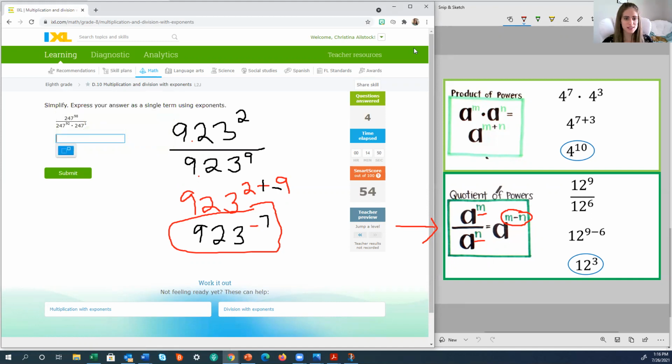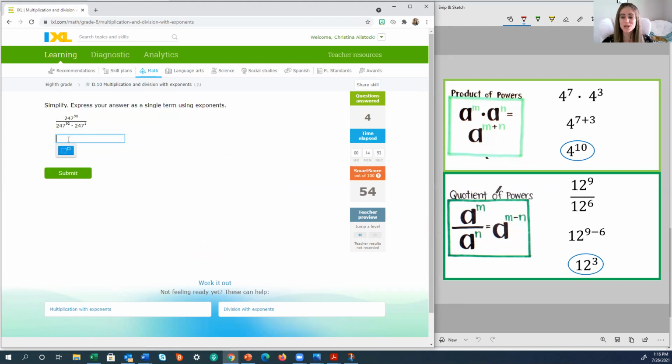All right, this is actually the problem I was hunting for. So it's perfect. This is how we're going to end our video here. Simplify, express your answer using single term exponents. So same directions, but I got a little bit more work. This would definitely be one that I would encourage everyone to jot down on paper, because there are going to be 2 different steps and you don't want to make a mistake.